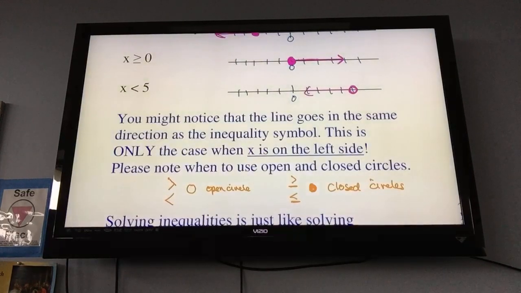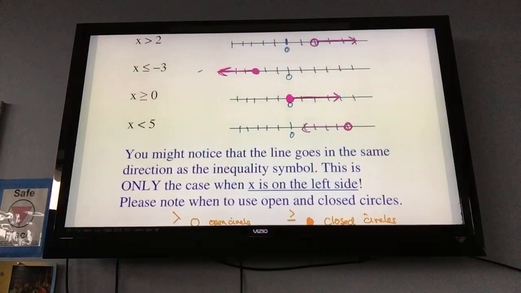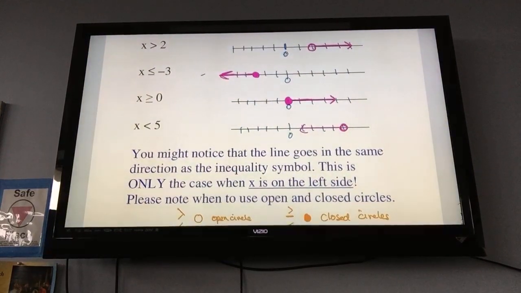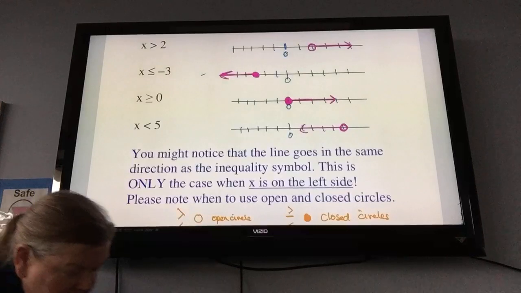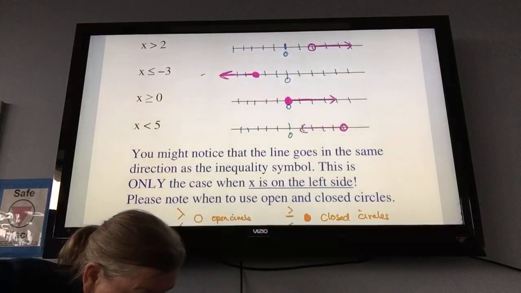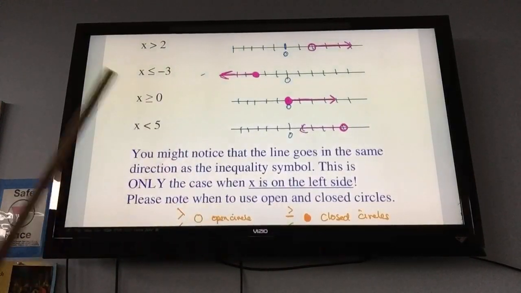So if there's a line under it, you close it in. Now, what you might also notice is that sometimes our line goes left and sometimes our line goes right. And you can use this fact, but it's really important to know when you can use it, okay?